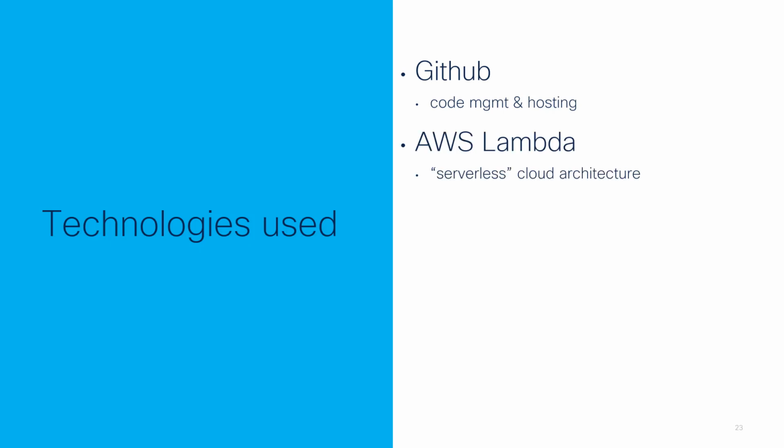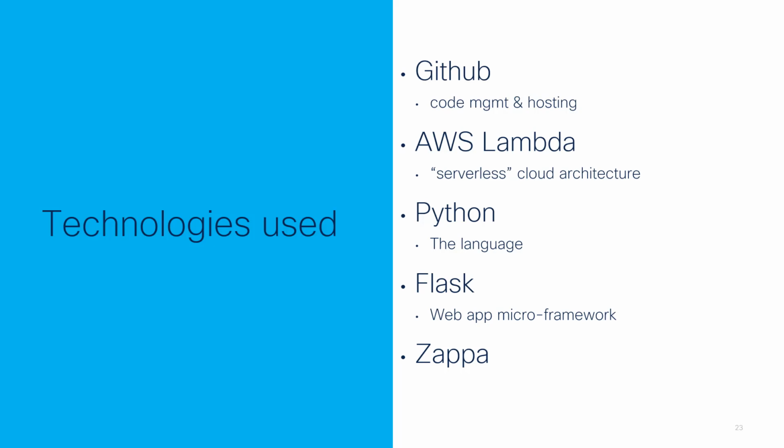And so what are your next steps, and what are some resources that you can use? Well, let's start by talking about some of the technologies that are used in this process. We've got GitHub, which of course is where you get the code. It's where we're managing the code and where we're hosting it. You use AWS Lambda, Amazon Web Services, serverless cloud architecture. We're using Python as the language in which the relays are written. We're using Flask, a web application micro framework, and we're using Zappa to deploy this web app into AWS Lambda.